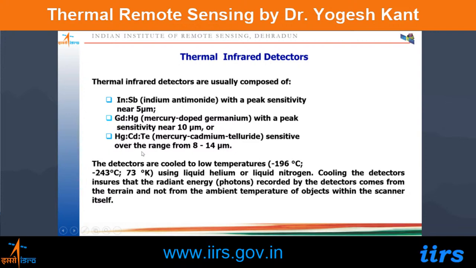And the problem with this is it has to be cooled down. Because when the radiation strikes the detectors, it also raises the temperature of the detectors. So that detector temperature has to be cooled down. So we have a cooling mechanism on board the sensor, which uses liquid helium or liquid nitrogen to cool down the temperature.